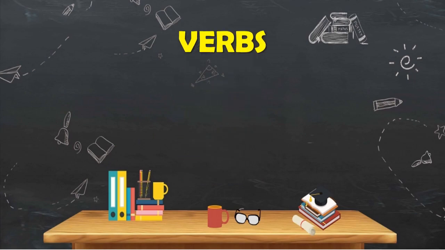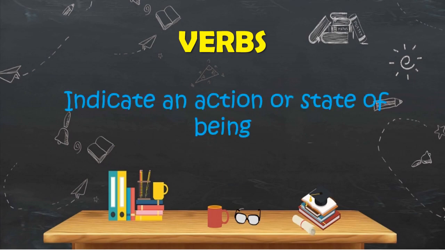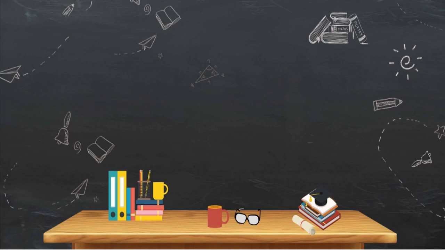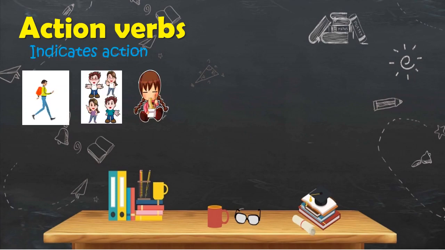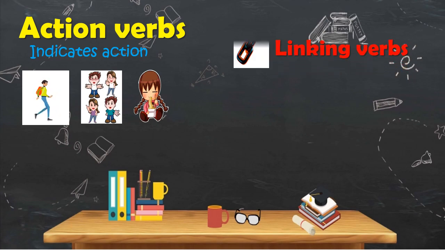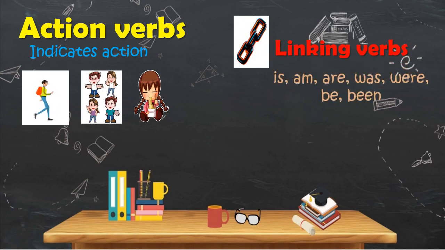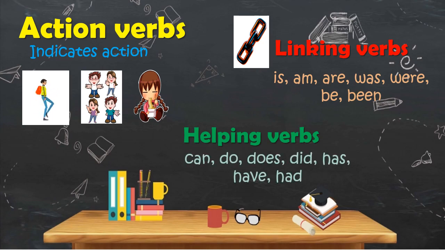Before we talk about the 4 aspects of the verb, let's have a brief review first about verbs. Verbs indicate an action or state of being. There are different kinds of verbs such as action verbs, which indicates action. For example, walk, talk, and eat. We also have the linking verbs such as is, are, was, were, be, and been. And lastly, the helping verbs such as can, do, does, did, has, have, and had.